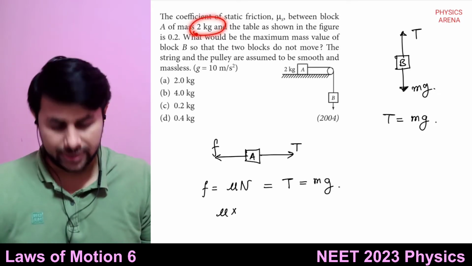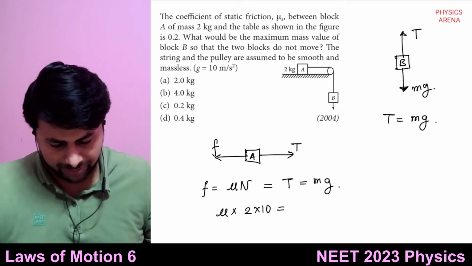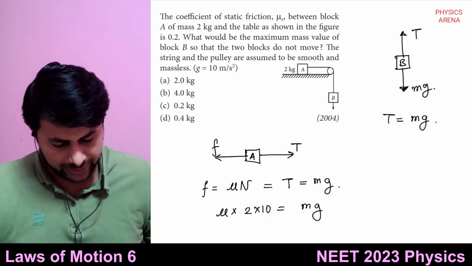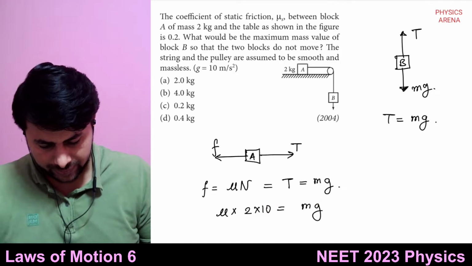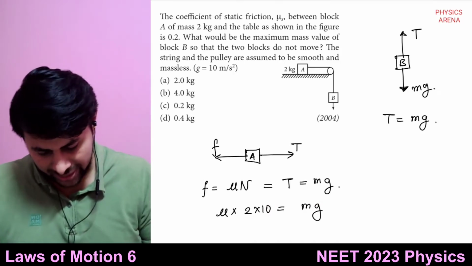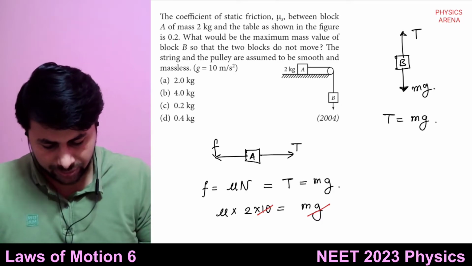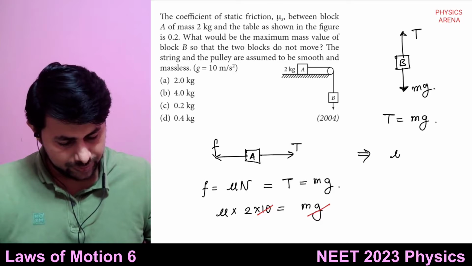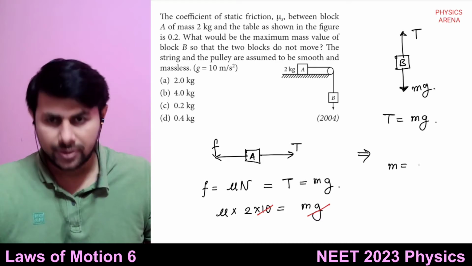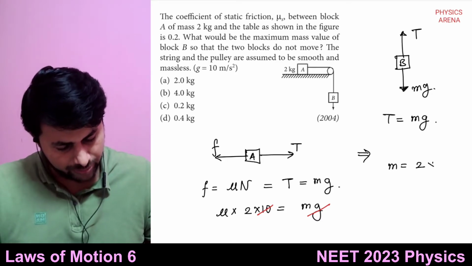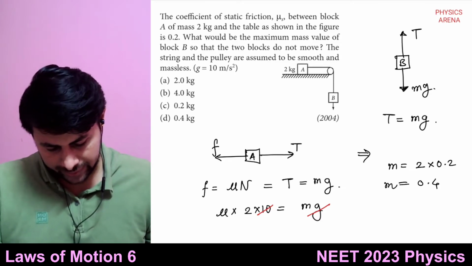How much is weight? Its mass is 2 kg, so weight would be 2 multiplied by 10, and it is equal to mg. You can cancel out this 10 and g, or you can substitute g equals 10 and cancel it out. So m is equal to mu times 2. How much is mu? 0.2. So it is 2 times 0.2, which is 0.4. 0.4 is the answer. Option D.